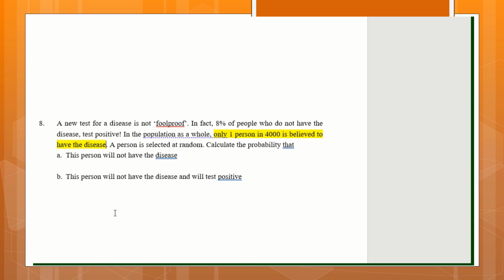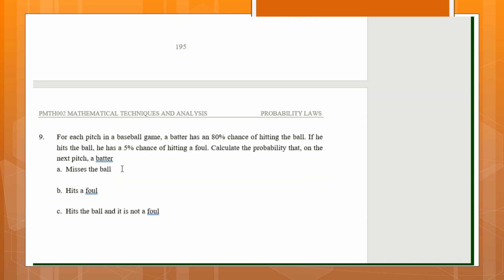Then you have positive, negative. 8% of the people who do not have the disease test positive. So don't have the disease, positive is 0.08, negative 0.92. The top part, they didn't give you the information. It's okay, don't draw it if you can't. So try first. The person will not have the disease and will test positive. You should be able to manage this.